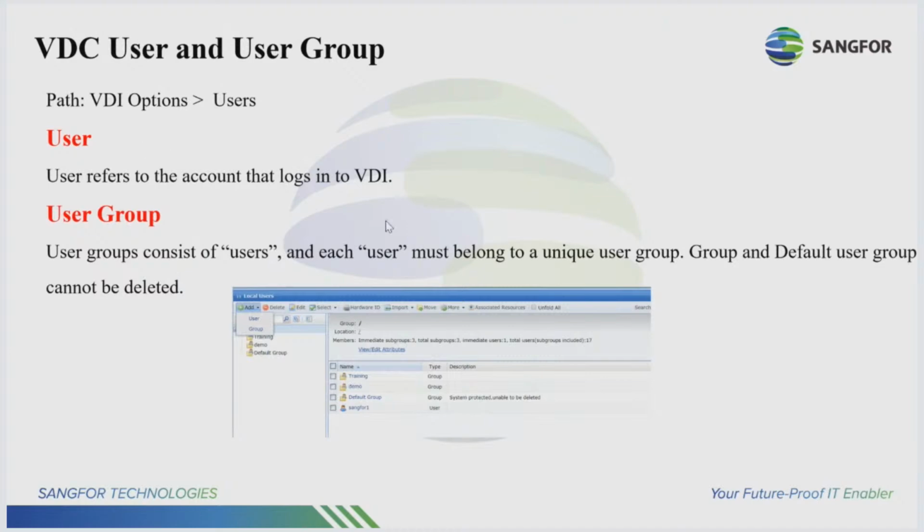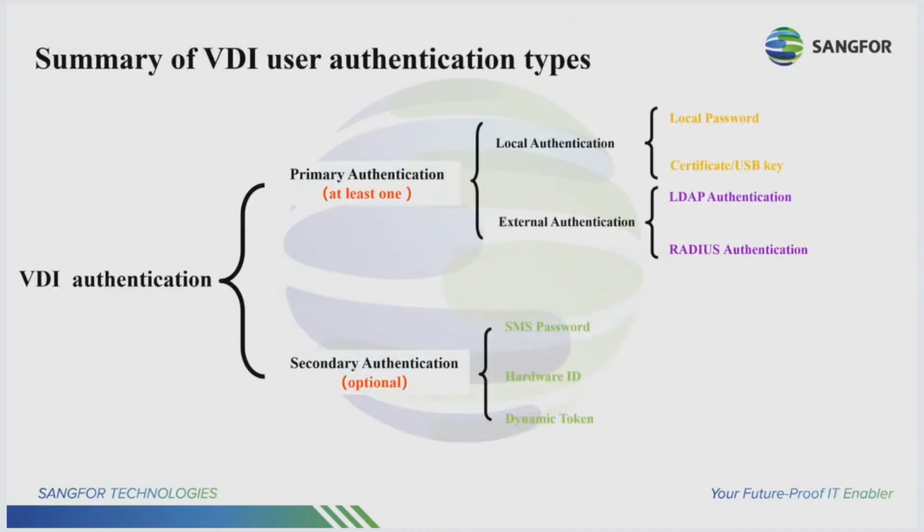First, we create users, and because VDI has two-factor authentication, for the primary authentication we can choose local authentication or external authentication. The external authentication is usually combined with LDAP or RADIUS. And for the secondary authentication, we can choose SMS, hardware ID and dynamic token.